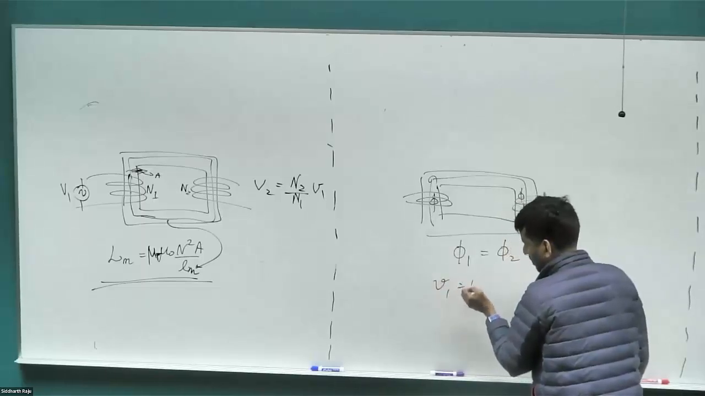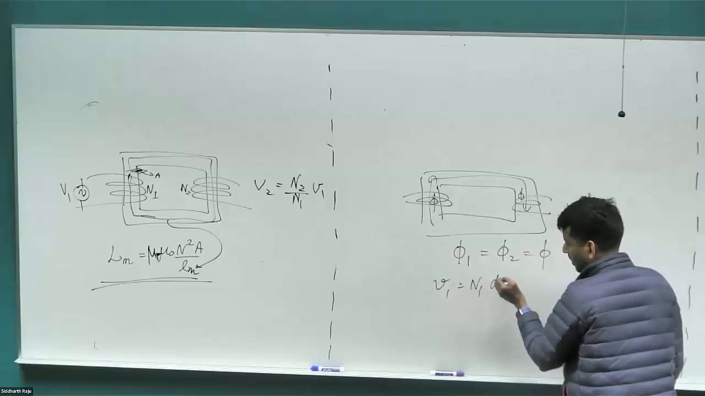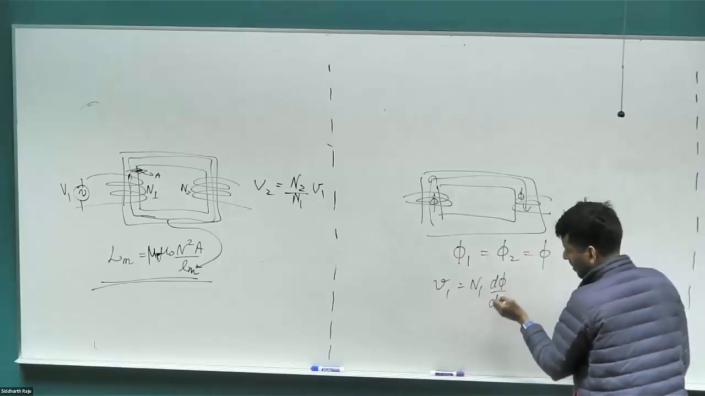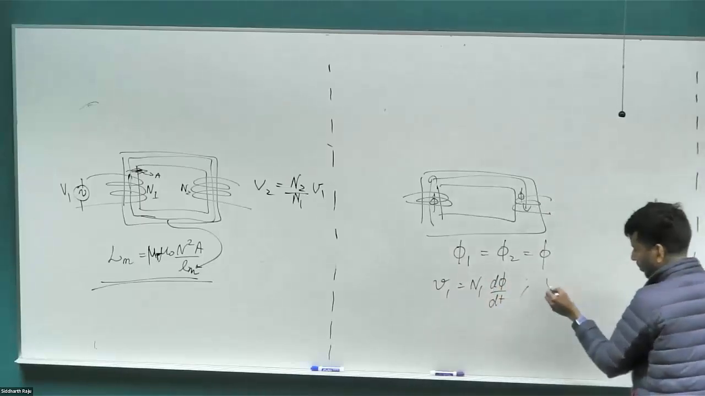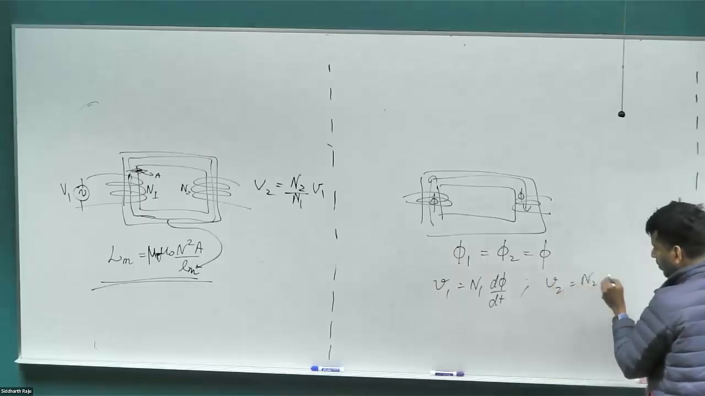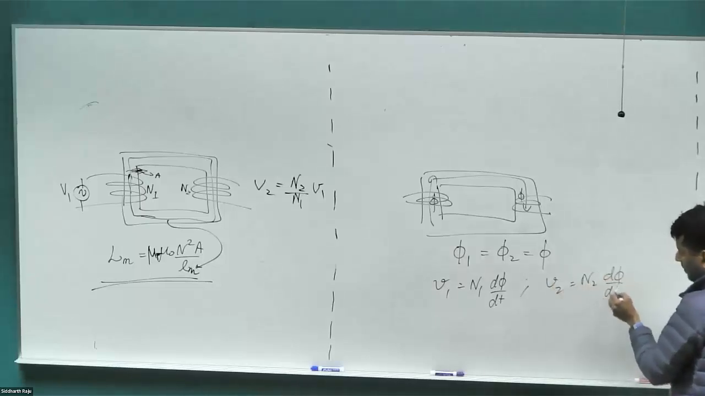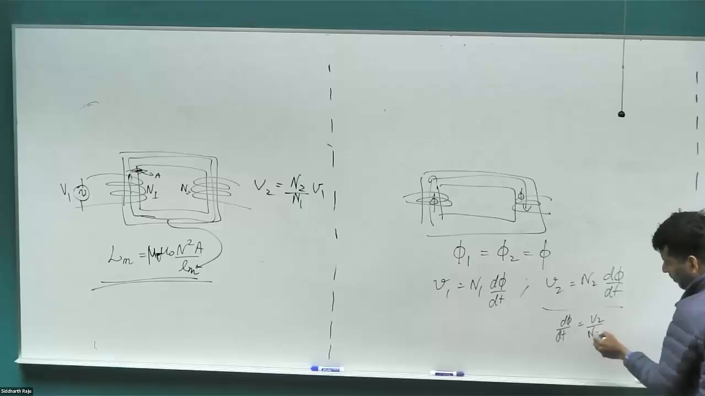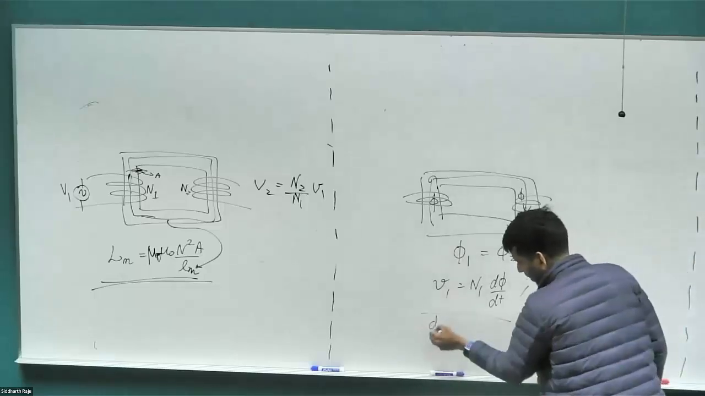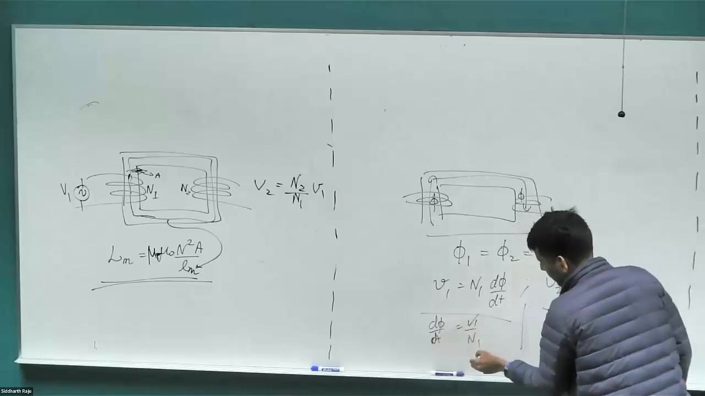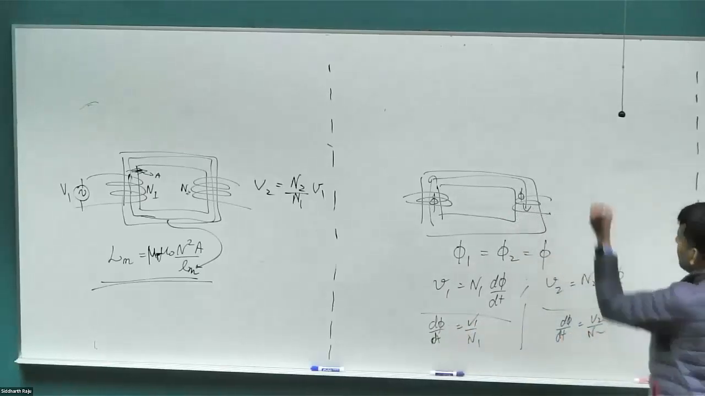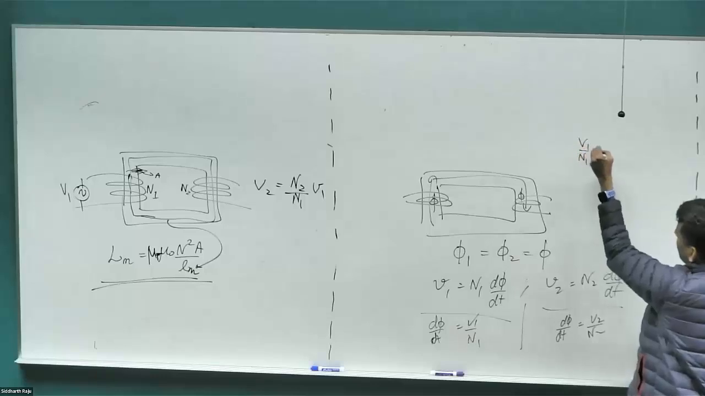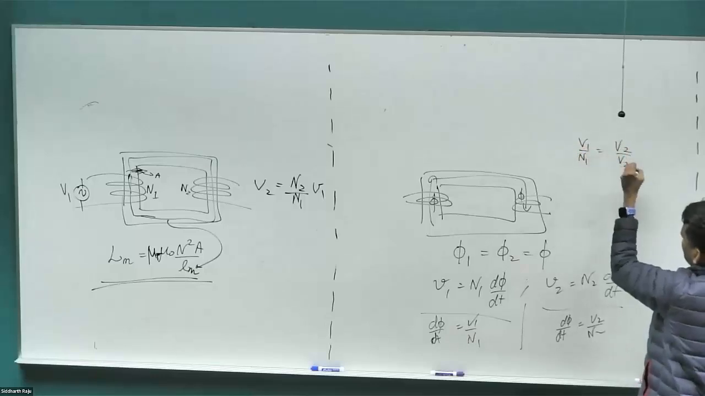V on the primary is going to be equal to N1 times d phi 1 by dt, which is d phi by dt. And then V2 is going to be equal to N2 times d phi by dt. Now from this, d phi by dt is equal to V2 divided by N2. From this, d phi by dt is V1 divided by N1. See, these two terms are the same. So V1 by N1 will be equal to V2 by N2.